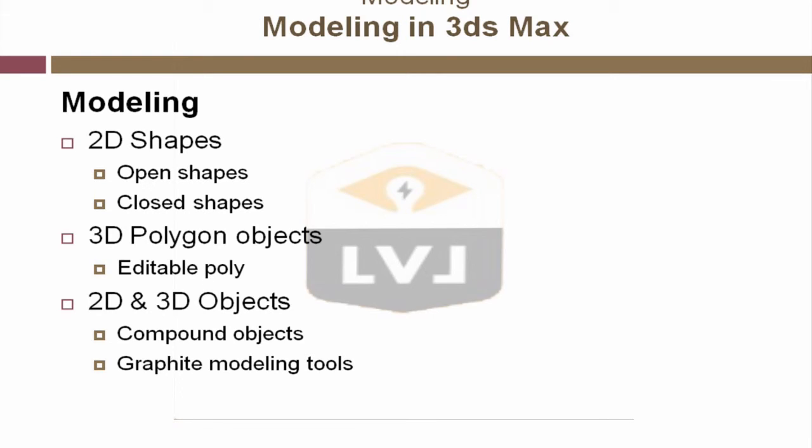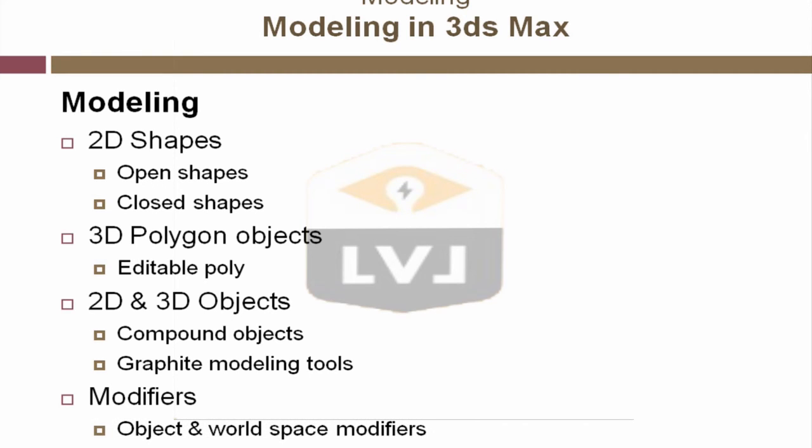those objects as well. We'll look at an important concept in 3ds Max called modifiers. They are discrete operations that get applied to objects to make modifications. They can be edited and reorganized to affect the creation of 3D objects. There are object space modifiers and world space modifiers that we will look at in this chapter.